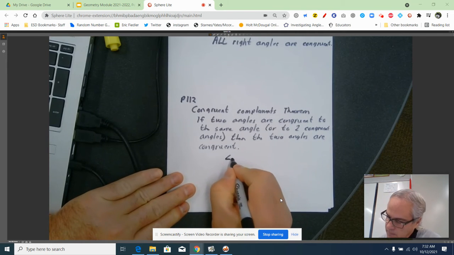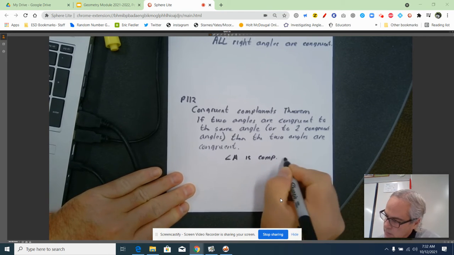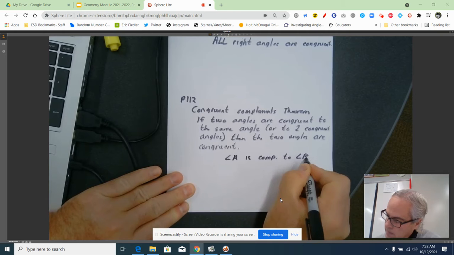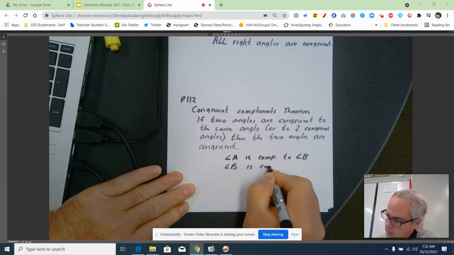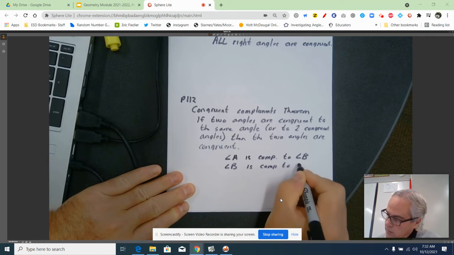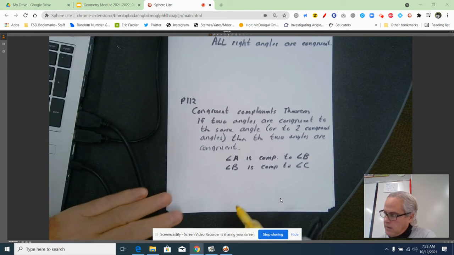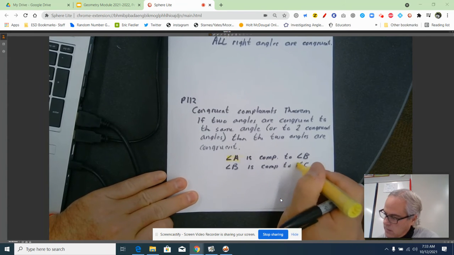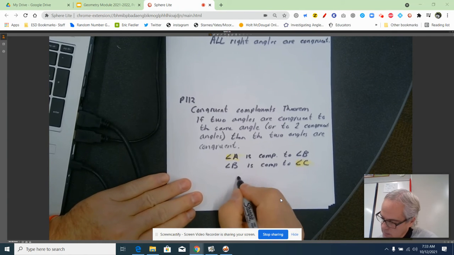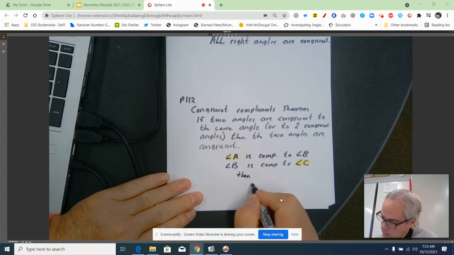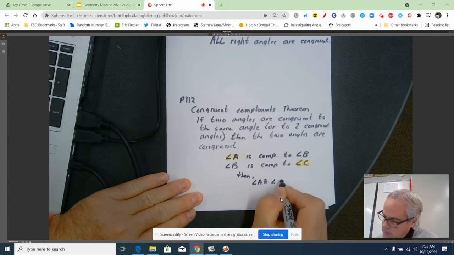Let's say angle A is complementary to angle B. Angle B is complementary to angle C. So what has to be true about angle A and angle C? Okay, here's the answer. Angle A has to be congruent to angle C.